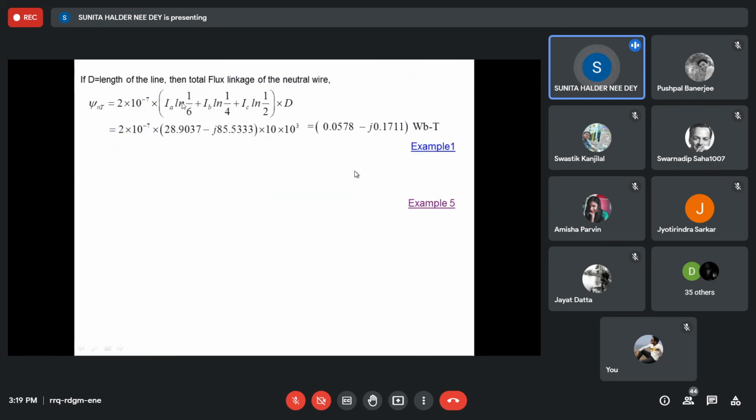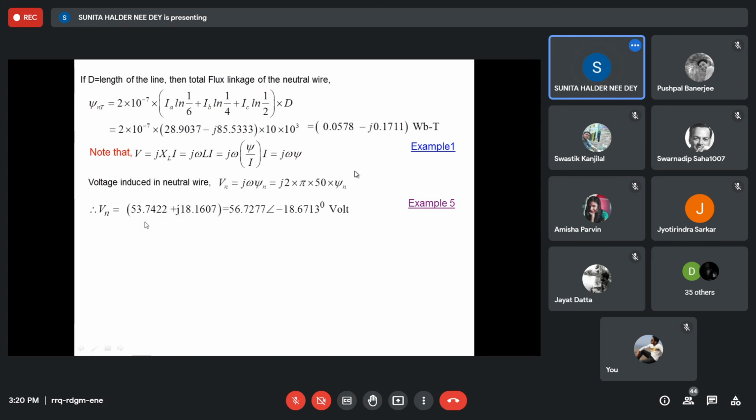So when we multiply it by the length of the line, we shall get the net EMF induced in the neutral wire. Now you must remember that voltage equals inductive reactance into current. Inductive reactance we can write as omega L, times I. Now L is psi by I. So without calculating inductance, using flux linkage, we can calculate the potential developed. Simply j omega times (psi by I) into I, that is j omega psi. If we multiply this by omega, we can get the EMF induced in the neutral wire. So this will be in volts.